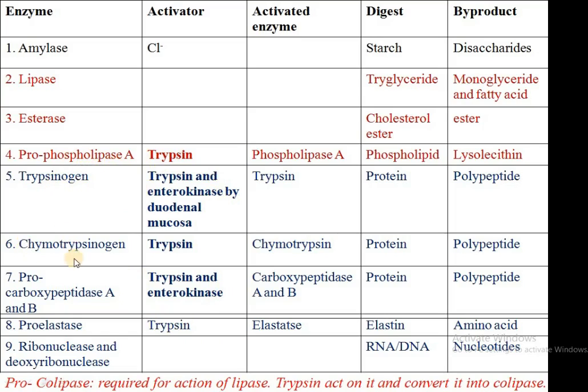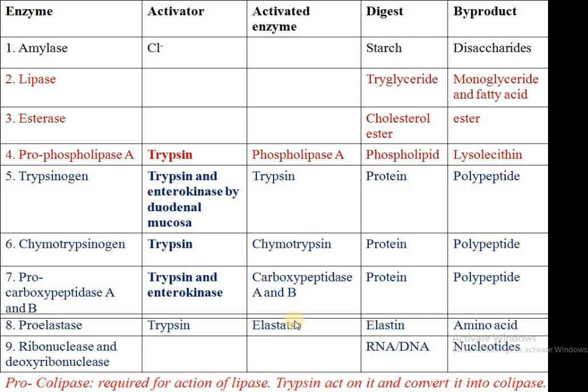Phospholipase A, trypsinogen, chymotrypsinogen, carboxypeptidase A and B, and proelastase, except the trypsinogen and carboxypeptidase, which are also activated by enteropeptidase or enterokinase. Now there is another enzyme, that is procolipase, which is required for the action of lipase, and it also converts into an activated form, colipase, by trypsin.